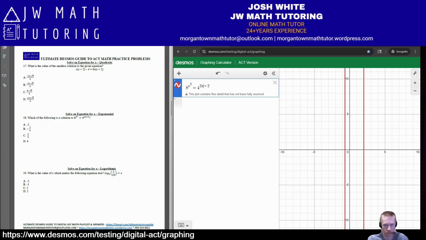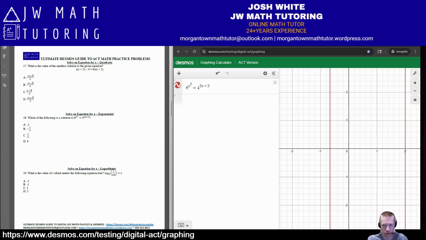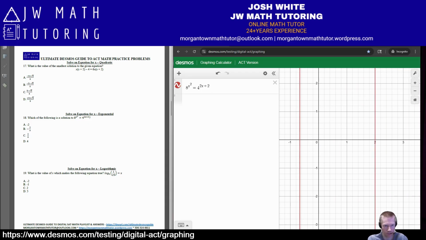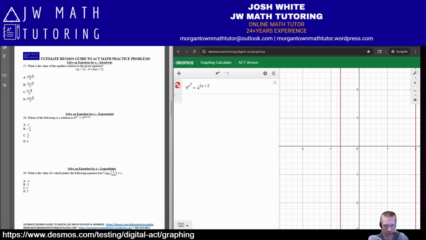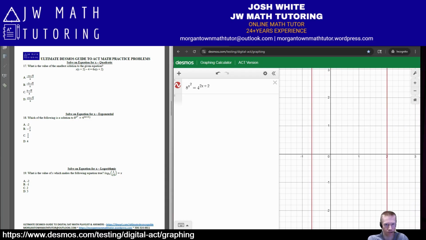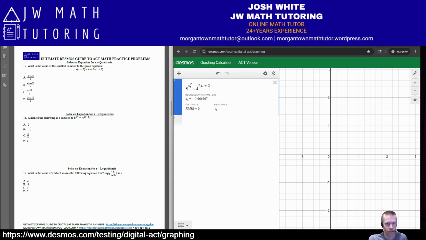Which of the following is a solution? Notice it gives me vertical lines here, but they're not clickable. I can see one of them goes through 2. The other goes through negative something, but I don't know exactly what it is. By process of elimination, I could determine that it's B. It's obviously not negative 2; there's no line over here. But this is another one where I would probably use regression. Notice its default is giving me x1 equals negative, and I could click this, it's negative 2/3. So there's my answer. It's letter B.